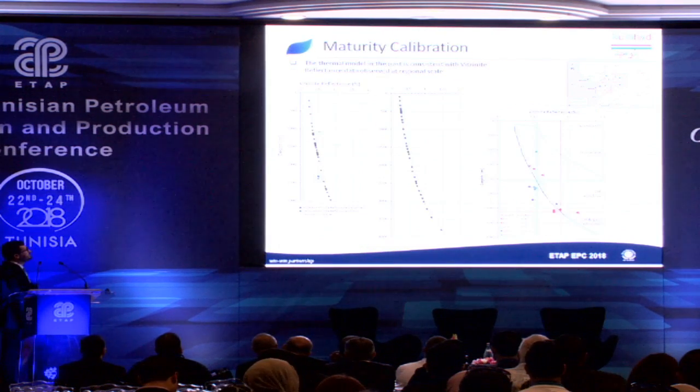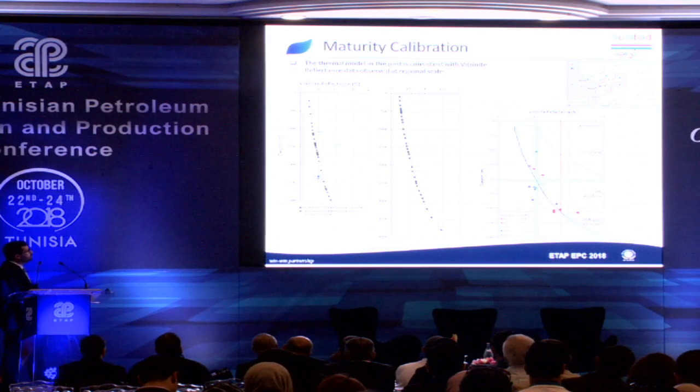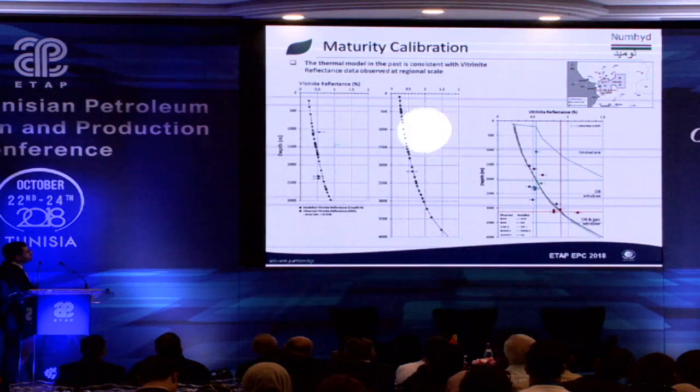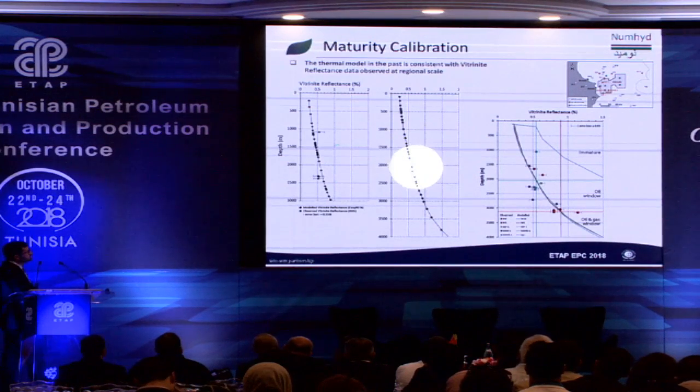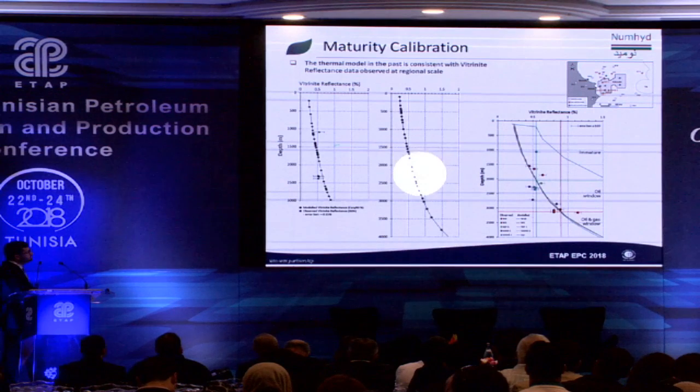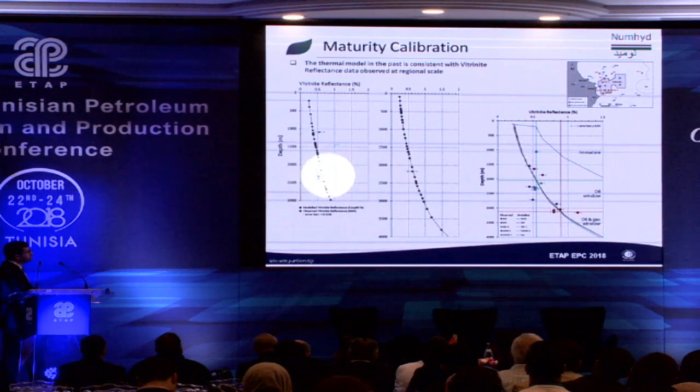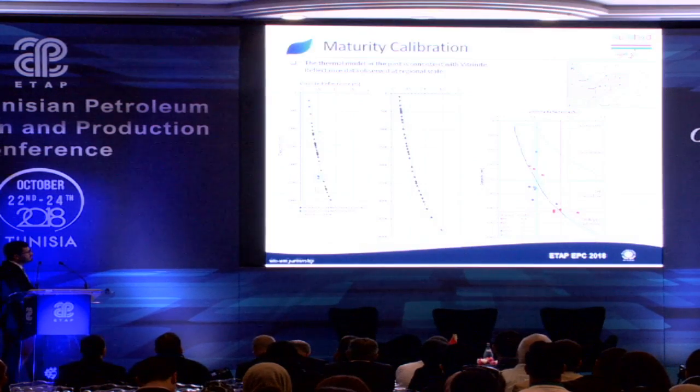We do the same with maturity calibration. So on the left, we have some example of calibration on vitrinite. So the black line is always the simulated line, and the green dots are the maturity data.